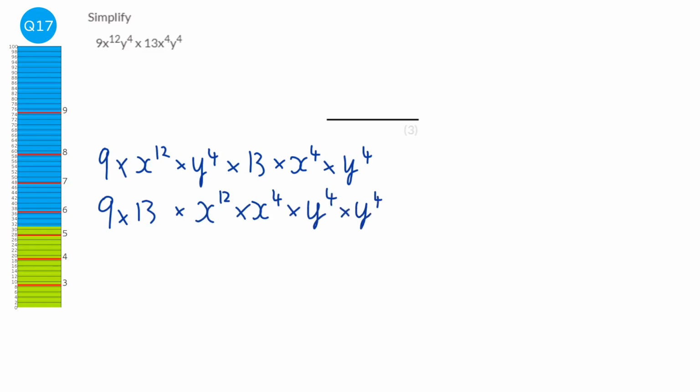So, first thing to do is 9 times 13, which is just 117. Then we've got x to the power of 12 times x to the power of 4. Now we know when we multiply 2 powers of the same base, and the base is x on both of those, we just add the powers. So it's 12 plus 4, which is 16. So it'll be x to the power of 16. And then y to the power of 4 times y to the power of 4, we just add the powers, so it's y to the power of 8.